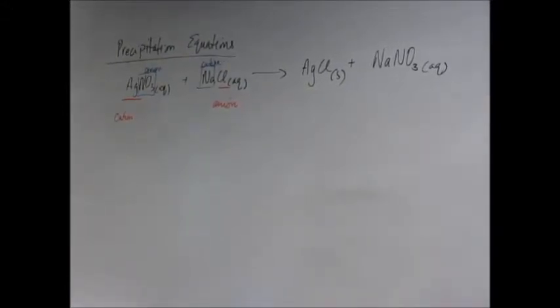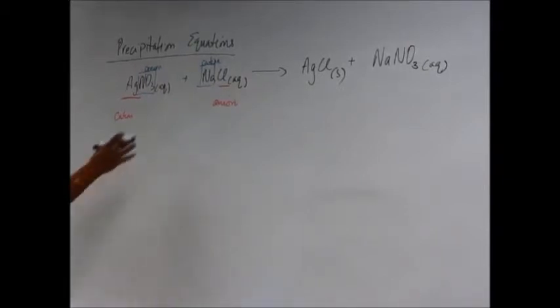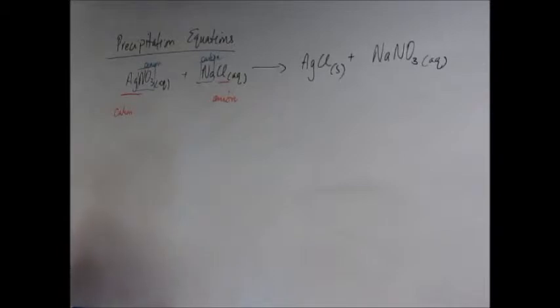This is a very simple precipitation equation. That's what they're called, because here you have aqueous. By the way, everything now has to be indicated as either aqueous, solid, gas, or liquid. You have to indicate those things. If you don't, your equation is incomplete and you will not get a complete grade for it, so please make sure you write things out. Okay, let's try another one.